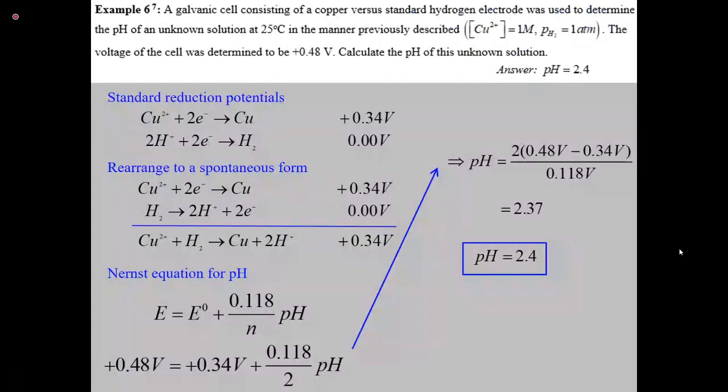Okay, let's look at the next example. A flashlight battery. One of the most practical applications of chemistry is a battery.